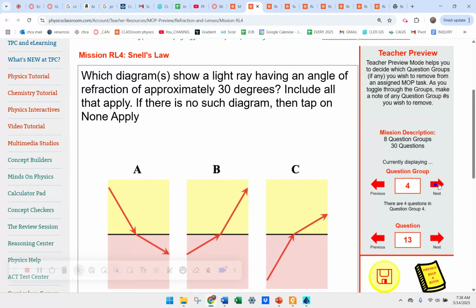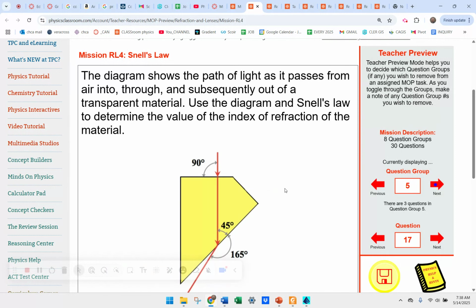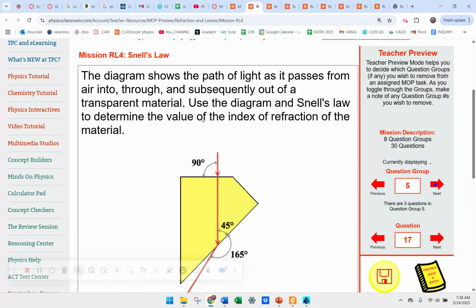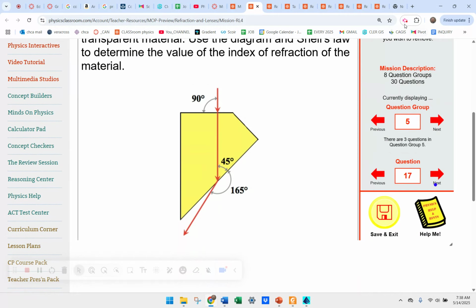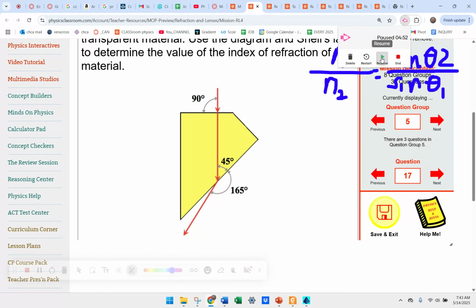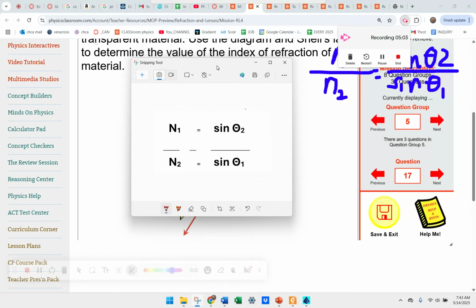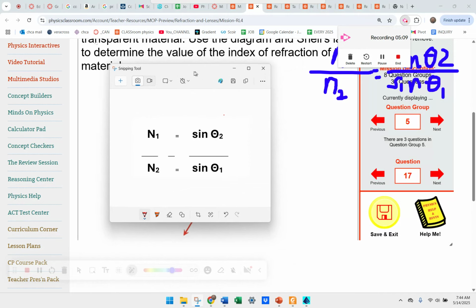Similar question like we just did. This one is where it started to get, I would say, a little tricky. And so ultimately what we're looking for here is use the diagram and Snell's law to determine the value of index of refraction of the material. So the first thing I'm going to do is grab Snell's law. So our equation of Snell's law rearranged does look like this. It was in your notes. It also is n1 sine of theta 1 equals n2 sine of theta 2.